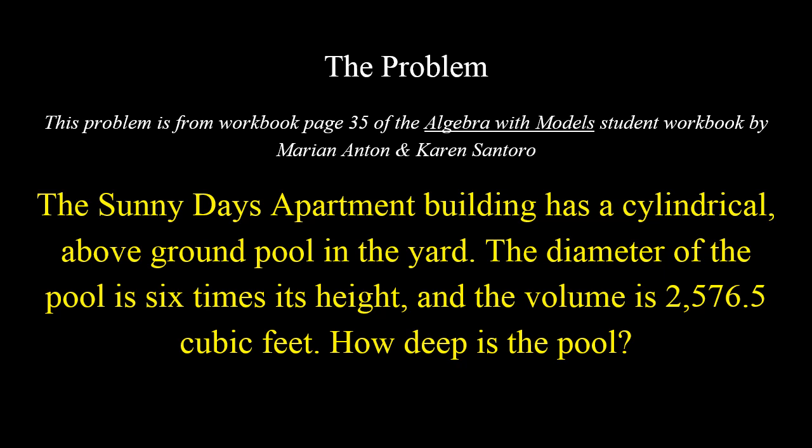Now, when I'm given a word problem, I like to read it 3 times. The first time, I just like to read it. The second time, I start thinking about keywords that pop out at me, like the word cylindrical. So I'm picturing a cylinder in my mind, a cylindrical pool. The diameter of the pool is 6 times its height. So I know that the diameter and height are related, and that's going to have to be something I translate in the second step.